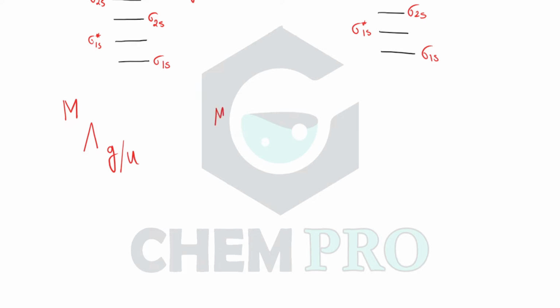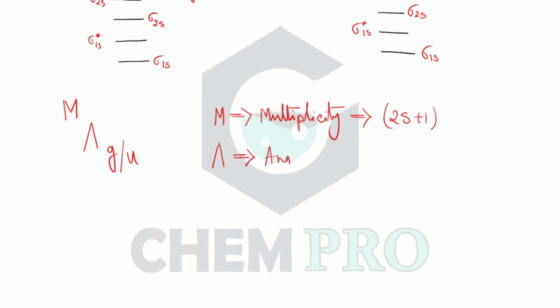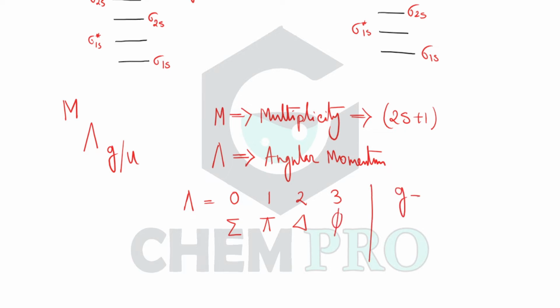Here M is the multiplicity, that is 2S plus 1, and lambda is the angular momentum. So for lambda equal to 0, it is sigma. For 1, it is pi. For 2, it is delta. And for 3, it is phi. And here G stands for Gerade and U stands for Ungerade.